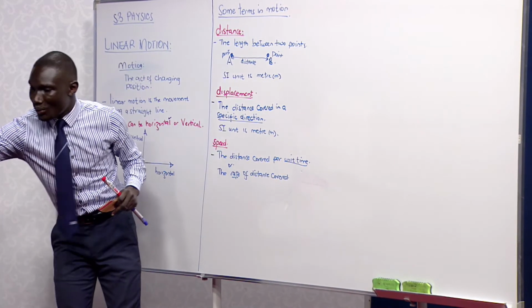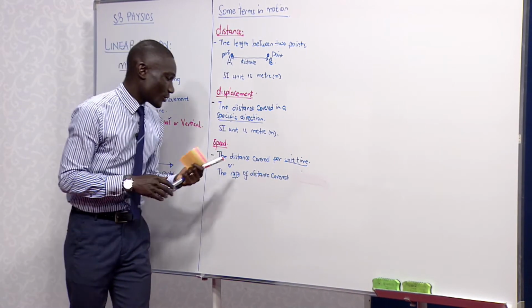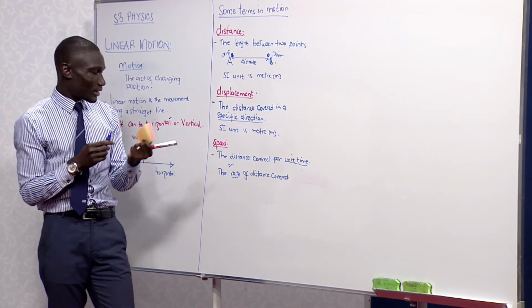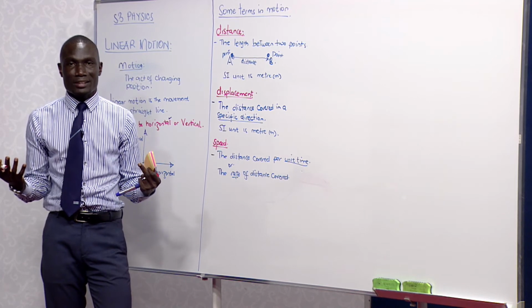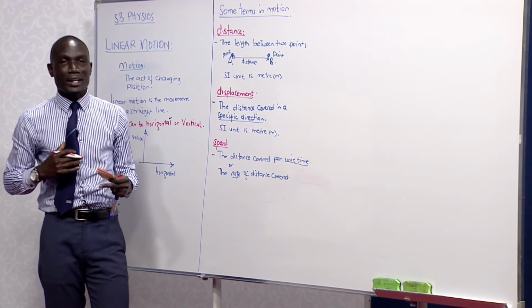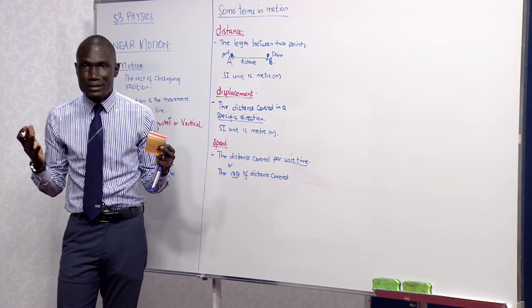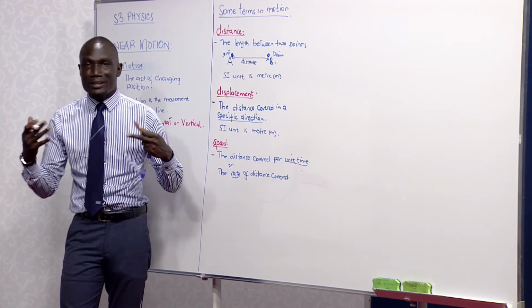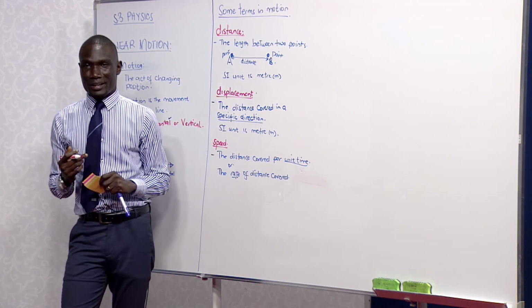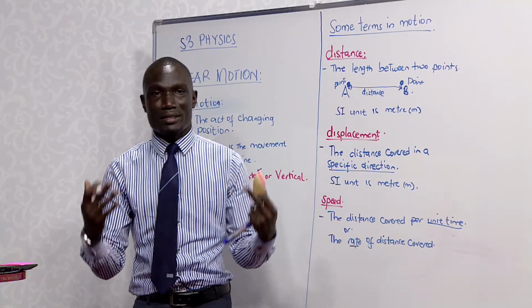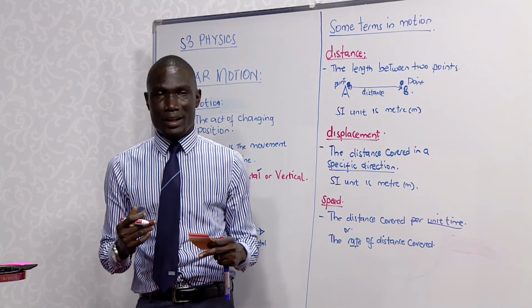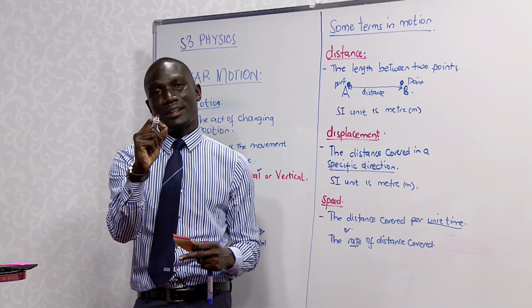Now, when we say the rate of distance covered, mathematically, what does this mean? I told you we can calculate speed. If you have taken a 100 meter race, we can calculate the speed at which you have run that race. How do we do that? We get the 100 meters that you have run, and then we divide that by the time taken.